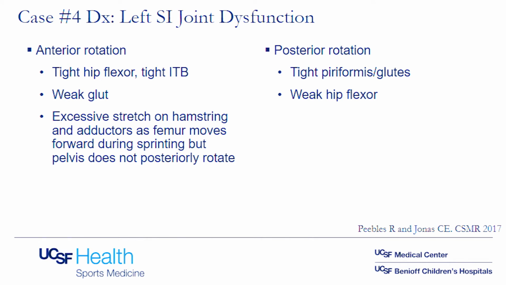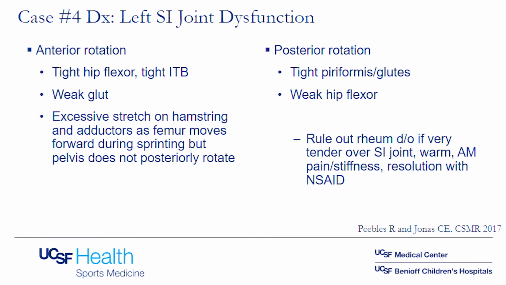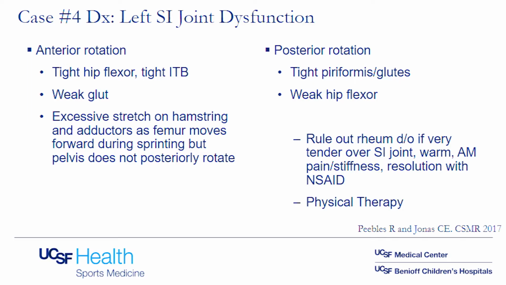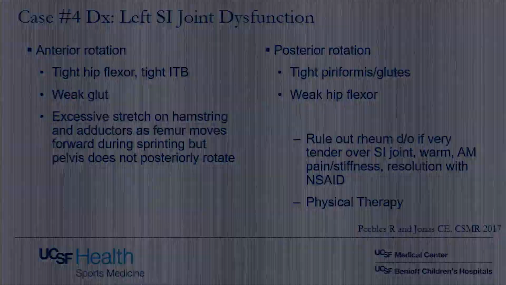You can have posterior rotation as well of the pelvis, okay, because your hip flexors are weak and the back muscles are too strong. So we need to rule out a rheumatological disease if there's a lot of SI joint pain, especially in your kids, if there's morning stiffness, if there's really great resolution with a nonsteroidal. We've got to make sure we're not dealing with an arthritic condition, okay? And then physical therapy helps with this.